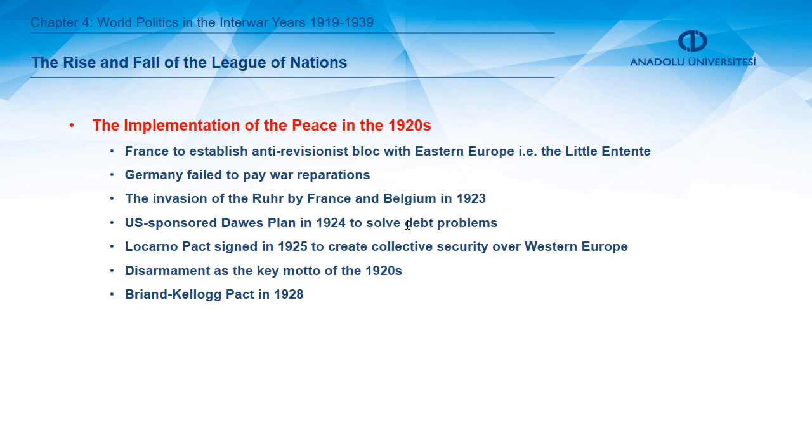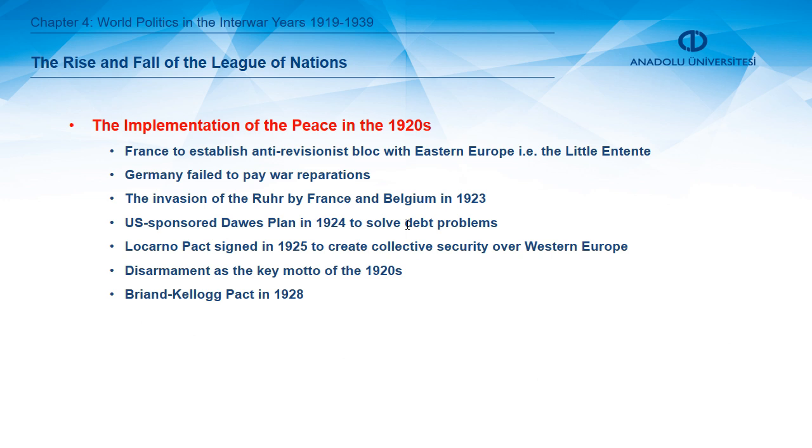Another significant development was the signing of the Locarno Pact, which was a series of treaties between France, Germany, and Britain in order to create collective security over Western Europe. Another important development was disarmament among the nations. For instance, the Washington Naval Conference and the Disarmament Conference in the 20s and 30s were held in order to decrease state expenditure on arms.